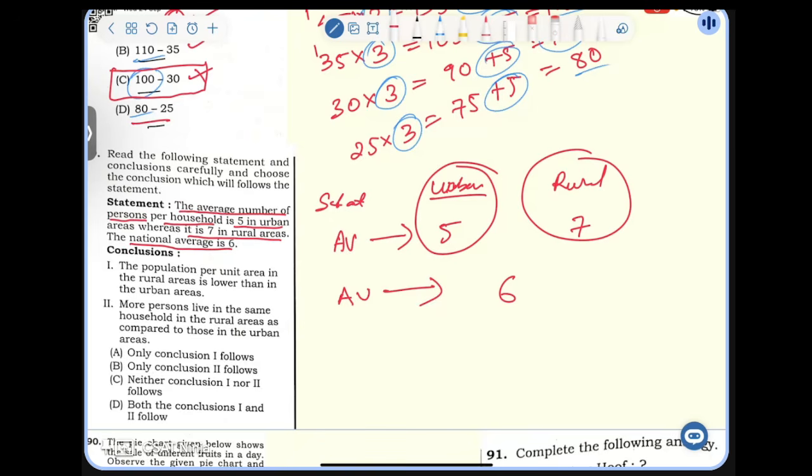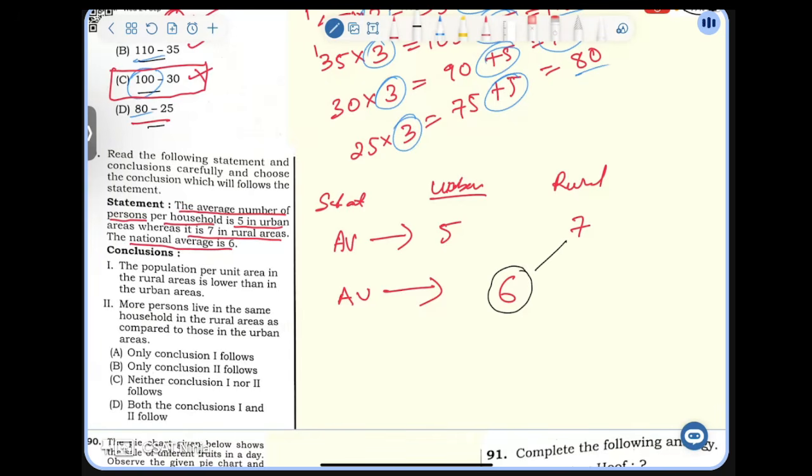Whenever you see this kind of question, what do I use? If you have two groups and an average given, then the best approach is the allocation approach. I don't know whether most of you know the allocation approach, but let me just tell you how to approach it. So the allocation approach is like this. You use this one, urban area, which is 5, and rural 7. So always keep your mean or average value in the center.